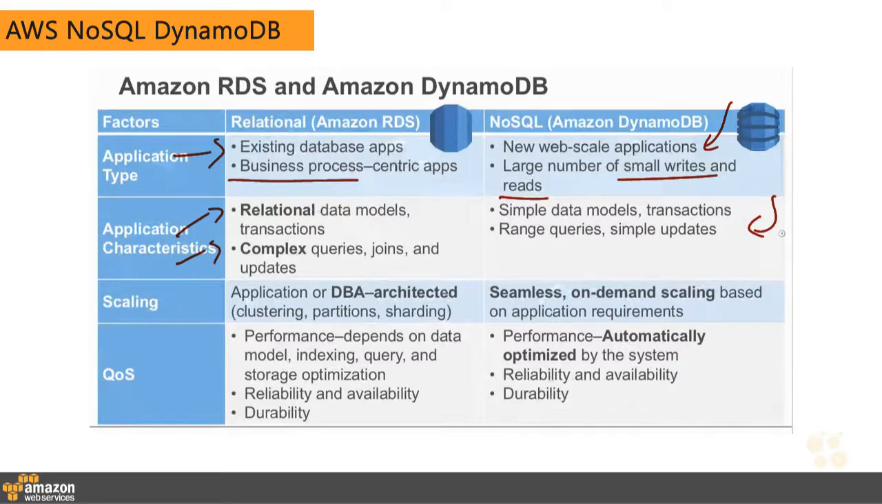Amazon DynamoDB scales a lot faster and a lot easier. It's on-demand scaling, basically based on your application requirements, whereas you have to architect and work with the DBA to cluster and partition Amazon RDS databases to scale those appropriately. So hopefully that gives you a little bit of an idea about when you would choose RDS versus DynamoDB.